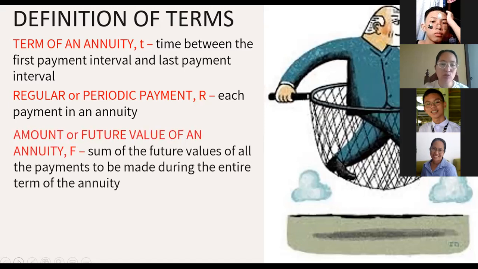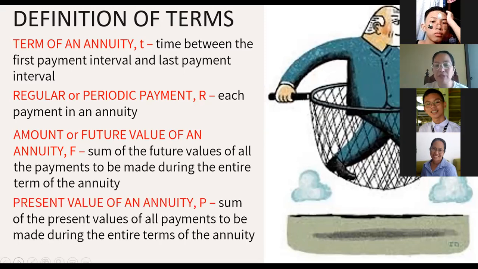Next, we have the amount or future value of an annuity, which is denoted by F. So same din naman sa last natin, diba? Kapag may F tayo, that's the future value. And that is actually the sum of the future values of all the payments to be made during the entire term of the annuity. Meaning, during the first year, ito yung kailangan yung bayaran. During the second year, ito yung kailangan yung bayaran. Yung total nun, yun po yung magiging F natin. Kaya nga sabi ay, the future values of each, tapos yung sum na niya.